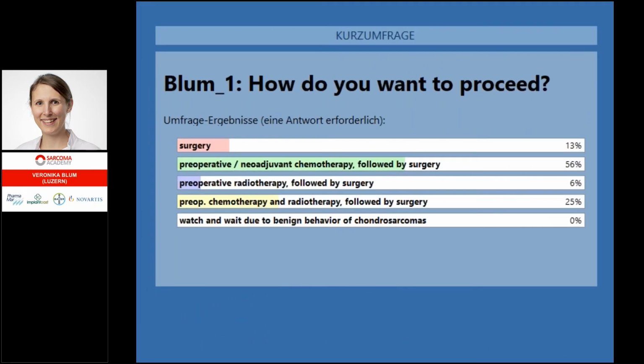So we have answer 1, surgery, 13%. We have 56% for preoperative neoadjuvant chemotherapy followed by surgery. We have preoperative radiotherapy followed by surgery with 6%. And we have 25% for preoperative chemotherapy and radiotherapy followed by surgery, and nothing for the option watch and wait. Okay.